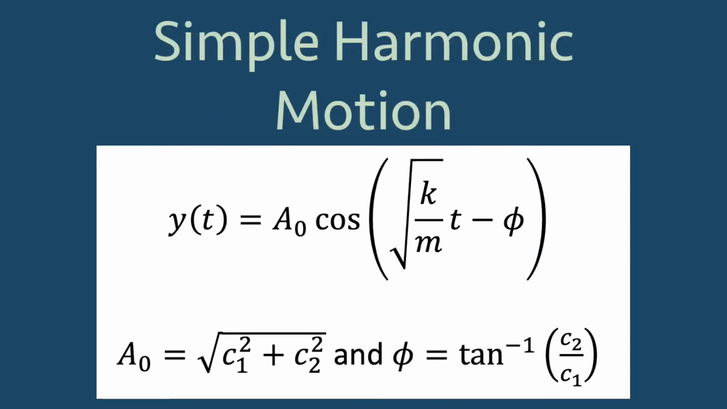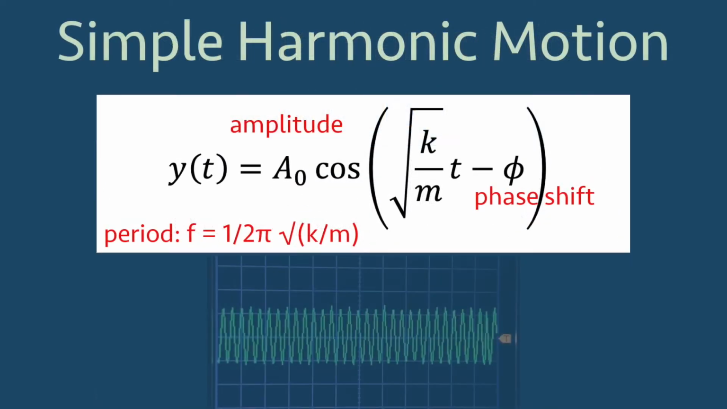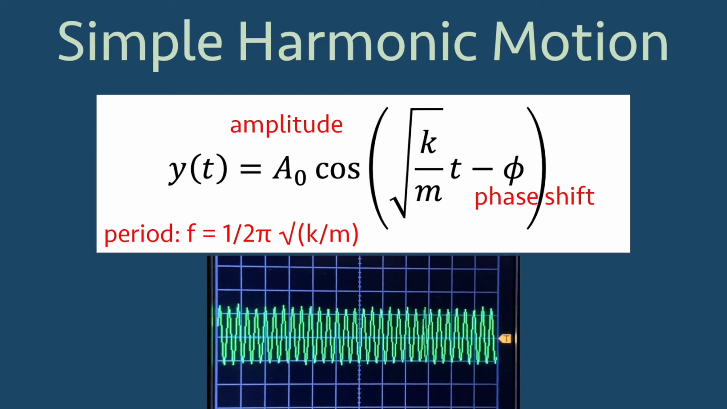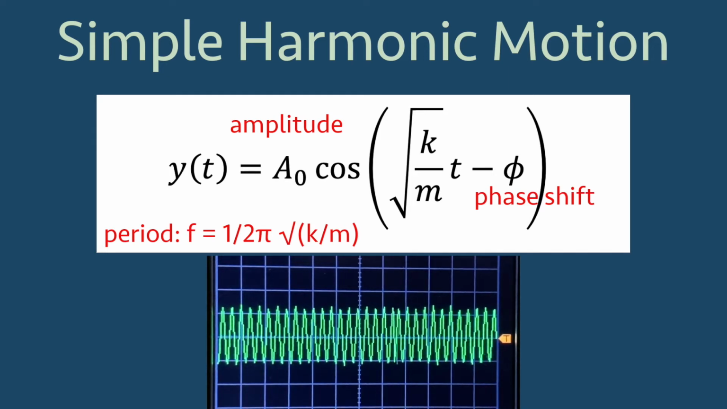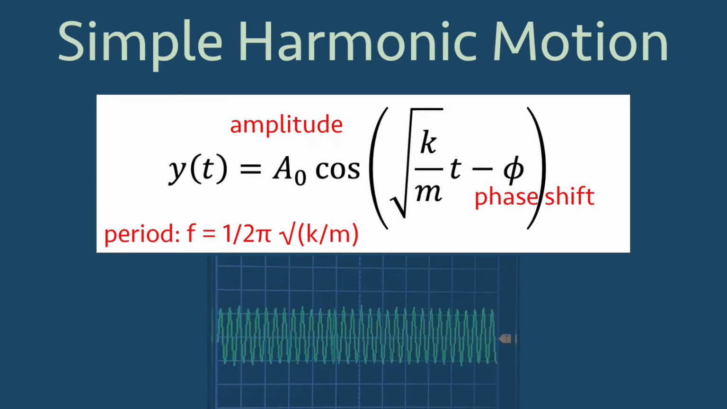This solution was first introduced to us in trigonometry, and it describes simple harmonic motion. We've discussed this in another video where we represented the solution with a sine wave. We can hear these sine or cosine waves with an electronic oscillator. The amplitude is a0, the frequency is f equal to 1 over 2 pi times the square root of k over m, and the phase shift is phi. One thing to point out with simple harmonic motion is that the wave will continue infinitely as time goes on.